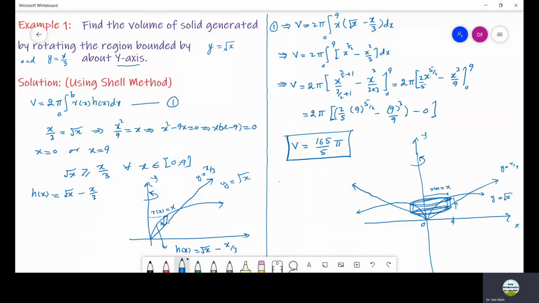Now rotating this region about the y-axis, we get a figure like this one, which is a cylinder. The height of this cylinder, which is parallel to the axis of rotation, is h, and its radius is r of x, which is equal to x. The limits are from 0 to 9.